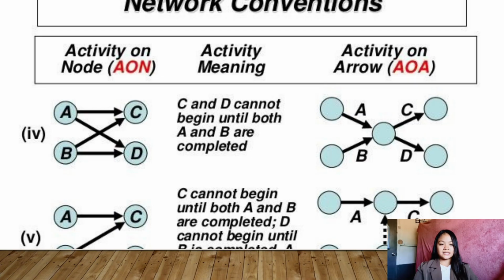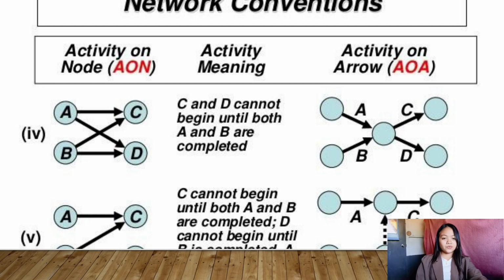In AON, C cannot begin until both A and D are completed. In AOA, a dummy activity or dash line is introduced to represent the dependency of C on both A and D without any actual activity taking place. This example illustrates how different project activities are interdependent and how these dependencies are visually represented in both AON and AOA conventions. This slide aims to clarify the meaning of network structure in project management.